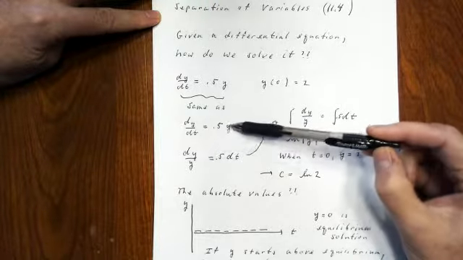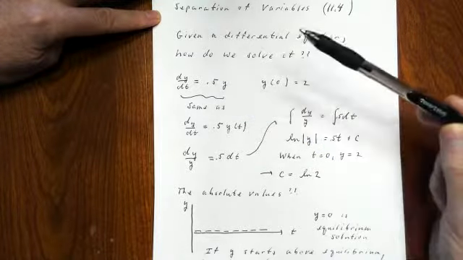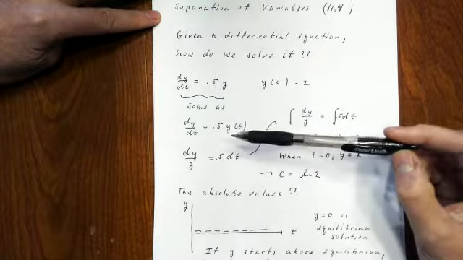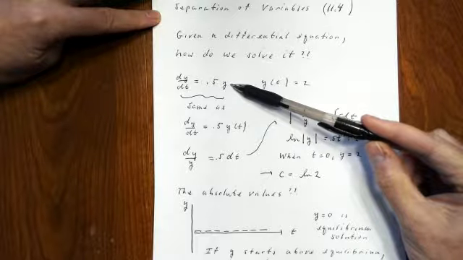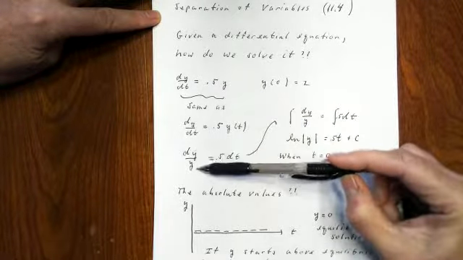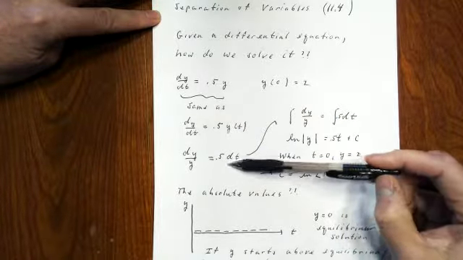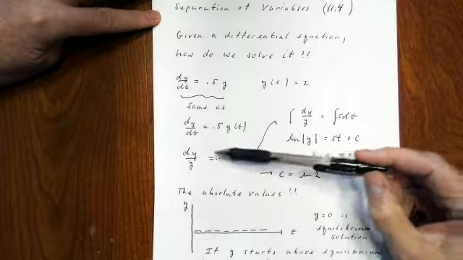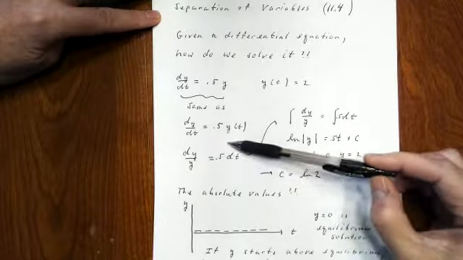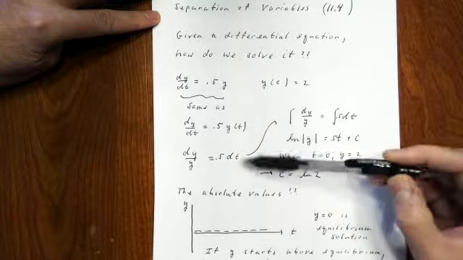But what we'll do is we will take this and we will put all the y stuff on the left side and all the dt stuff on the right side. So if I divide by y, I get dy over y. And if I multiply each side by dt, I get 0.5 dt. So all of the y stuff is on one side, all of the t stuff is on another. We have separated the variables.